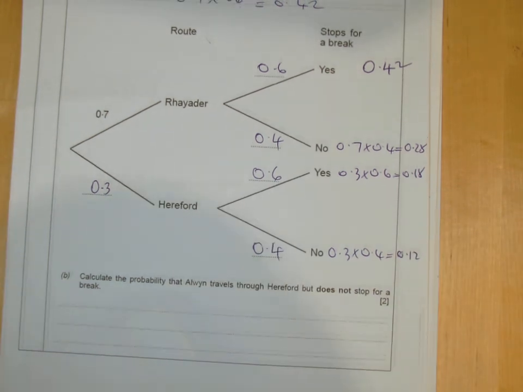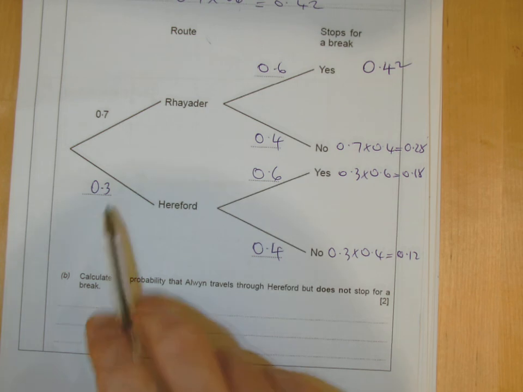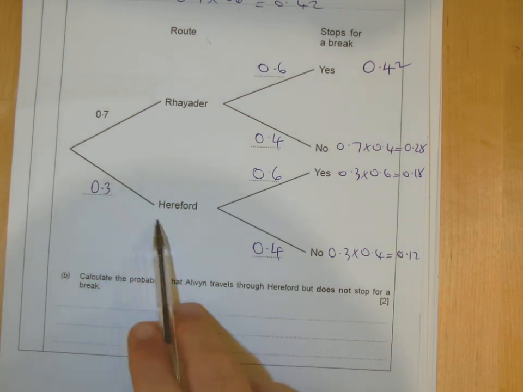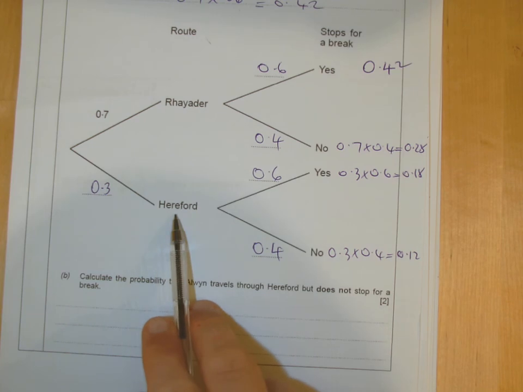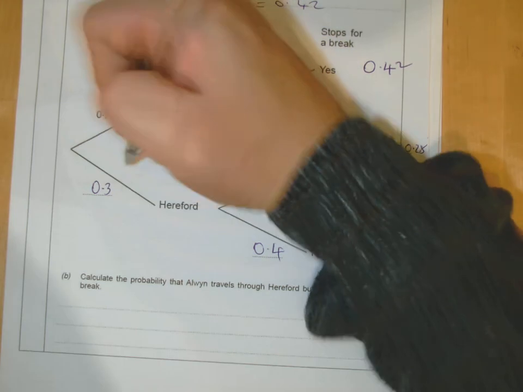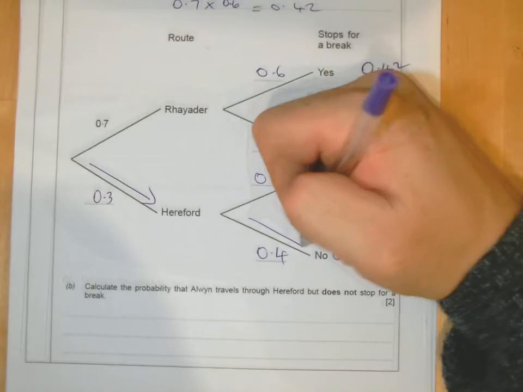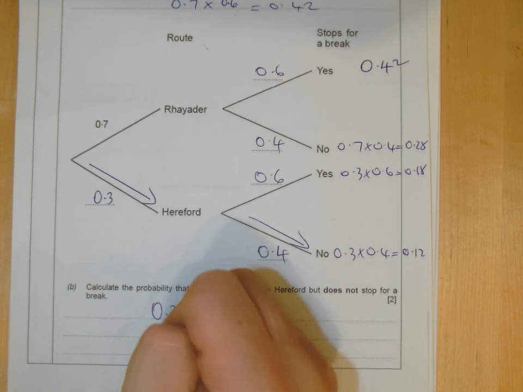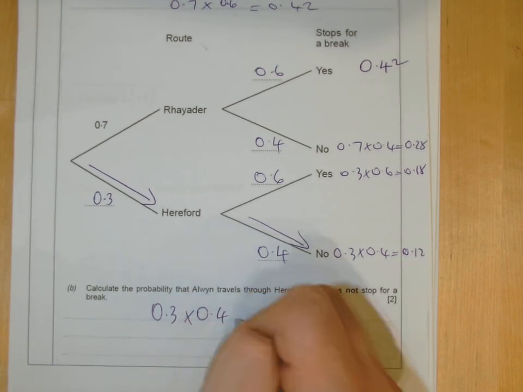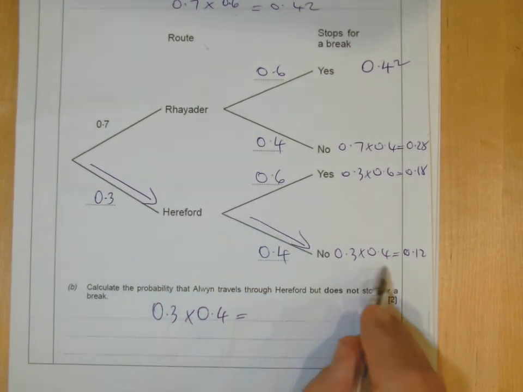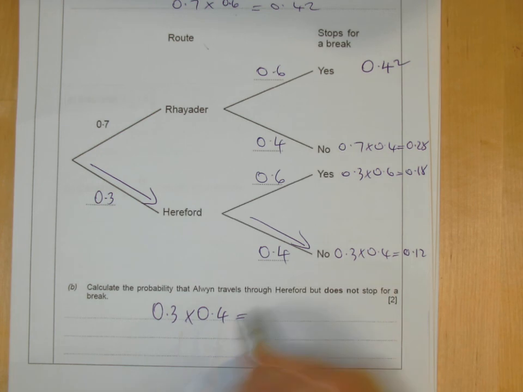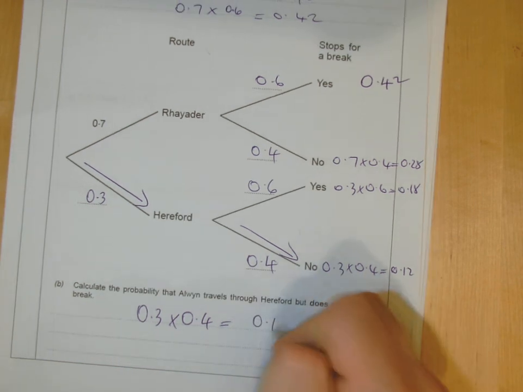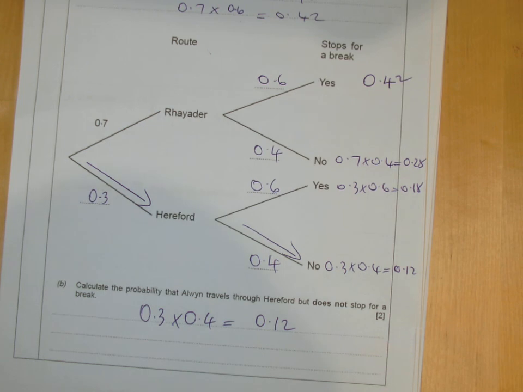Calculate the probability that Alwyn travels through Hereford but does not stop for a break. So he goes through Hereford along this branch, and does not stop for a break, so he goes along this branch as well. So that times this: 0.3 times 0.4. When you work that out, 3 times 4 is 12. We've already worked it out. We get 0.12.